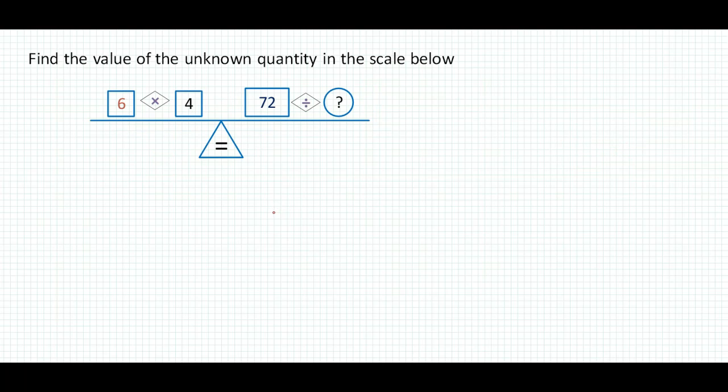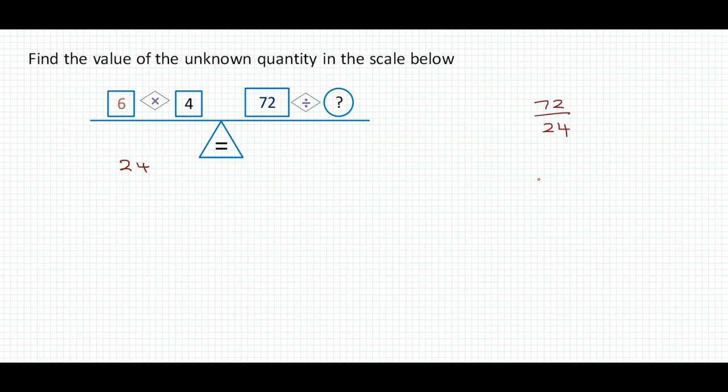So find the value of the unknown quantity in the scale below. So I have 6 multiplied by 4. This is going to give me 24. And I have 72 divided by an unknown quantity. What do I divide 72 by to get me to 24? All I have to do is 72 divided by 24.